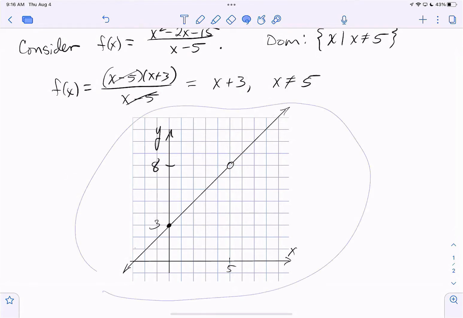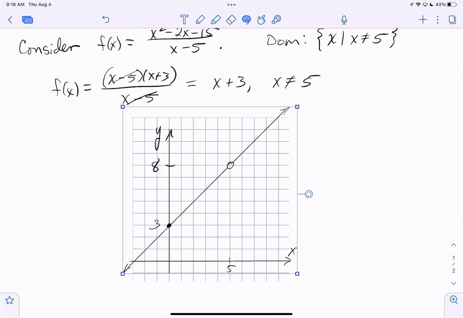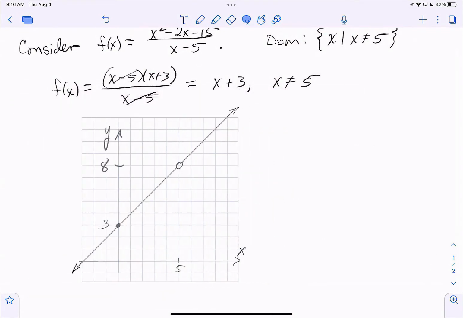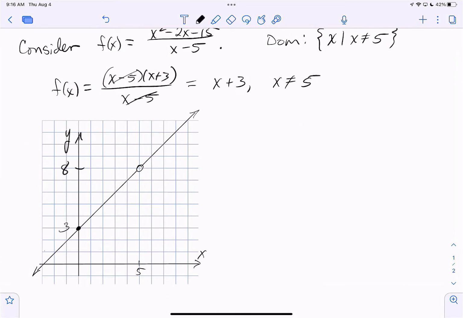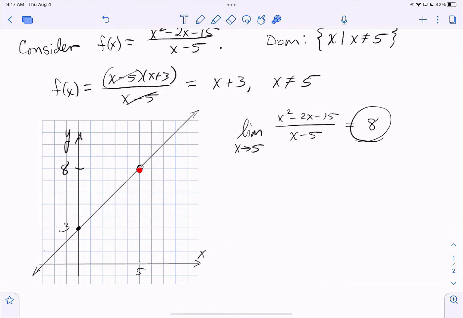And so the way we would write this situation down, that didn't work. All right, we'll try that again. The way we could write this situation down is to say the limit, LIM, as x approaches 5, that's what we're talking about here, as x approaches 5, of x squared minus 2x minus 15 over x minus 5, that limit is equal to 8. It's the value that the function would have, the y value that the function would have if it could have a value when x is equal to 5.